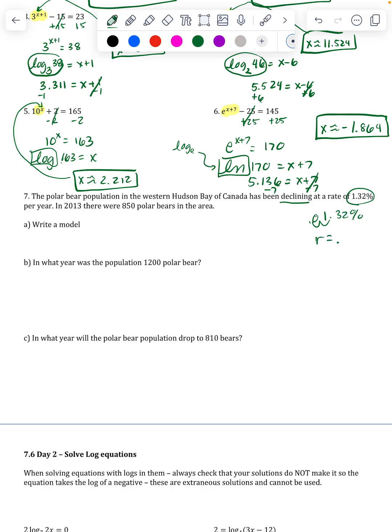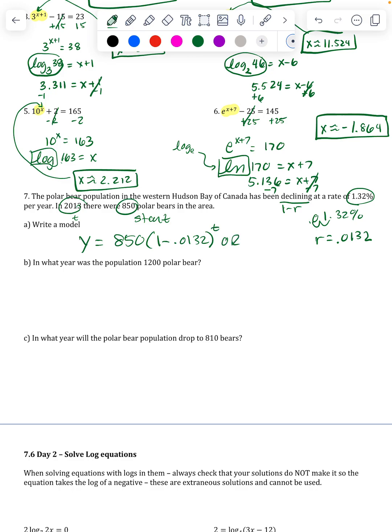So the R is going to be 0.0132, and because it's declining, we're going to have 1 minus R. So this is 850. This is our start, and keep in mind then that T is going to be years after 2013. So the model is going to be that my population is that starting number, it's declining by that 0.0132 R value to the T power.